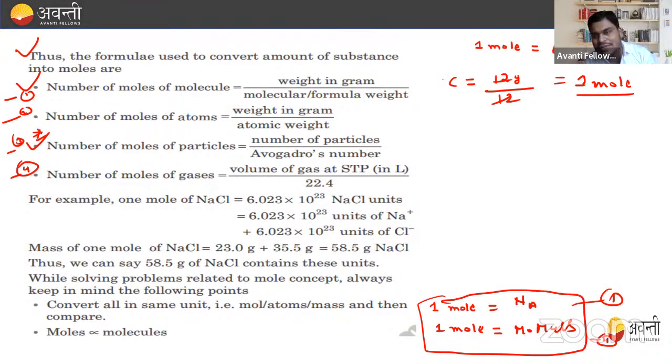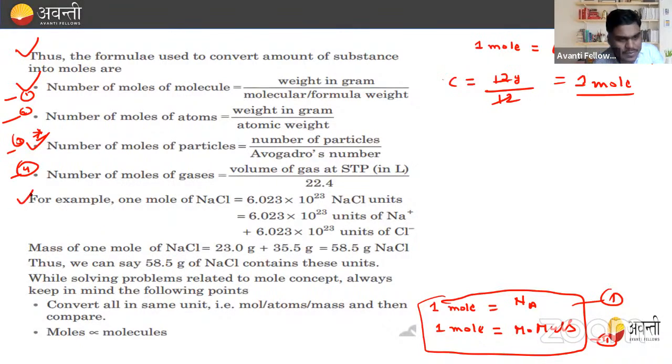Does anyone have any kind of doubt related to this mole topic? Any doubt related to this mole concept? You can ask. Is it clear? How will you calculate the weight of the substance using mole? Right? Okay.